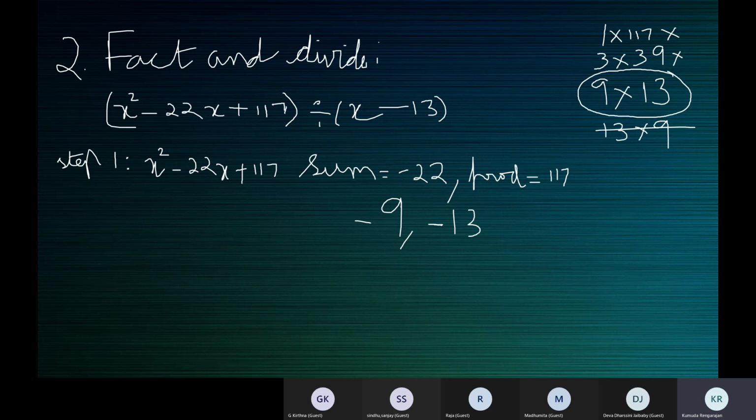What do we do next? Ma'am, x square minus 9x minus 13x plus 117, ma'am. x squared minus 9x minus 13x.